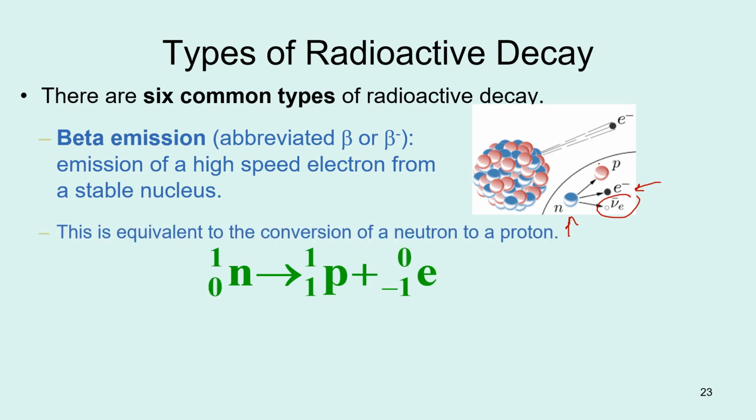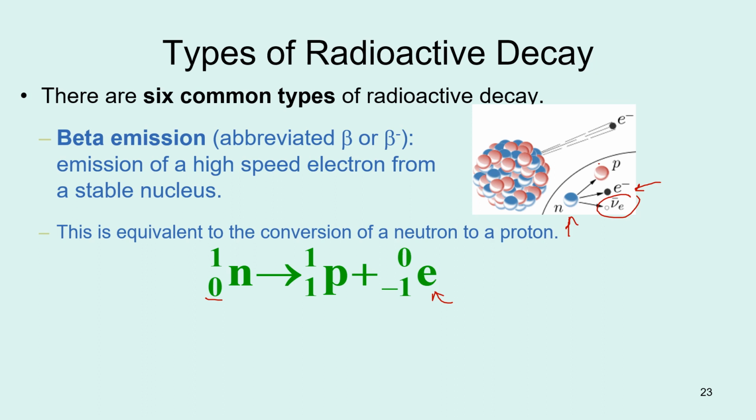So here's the actual conversion. A neutron converts to a proton. And you can see that, again, even in this case, they add up. So a proton plus a beta particle plus 1 and -1 equals 0, and 0 plus 1 is 1. And so this is the conversion of a neutron to a proton, and a beta particle is emitted.